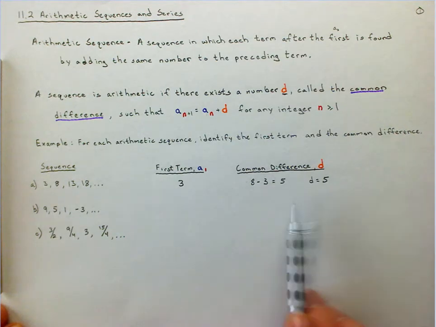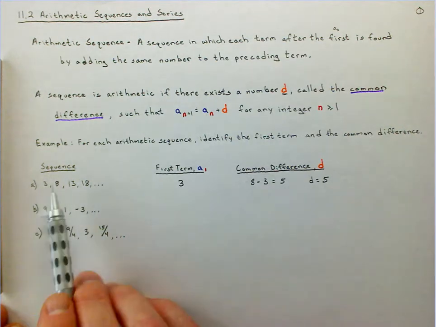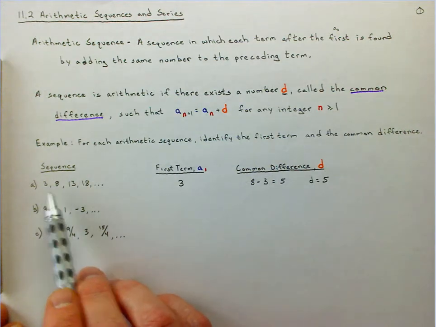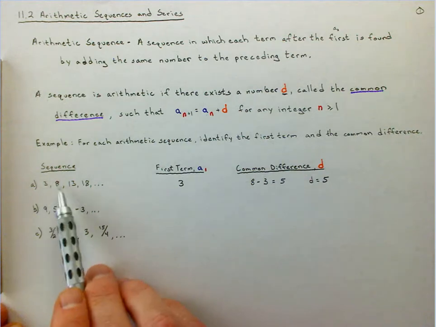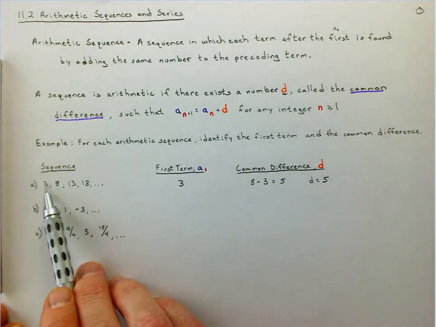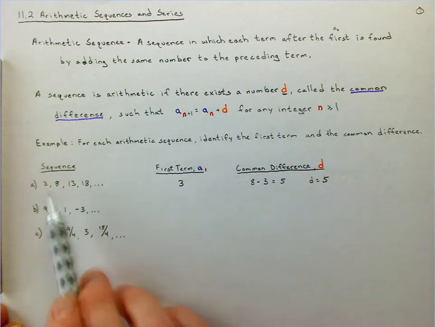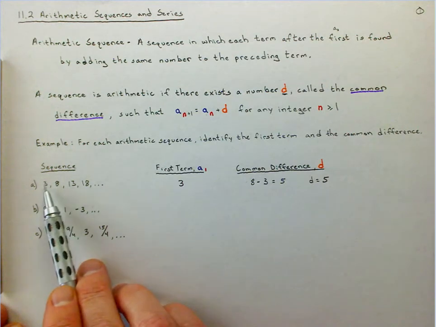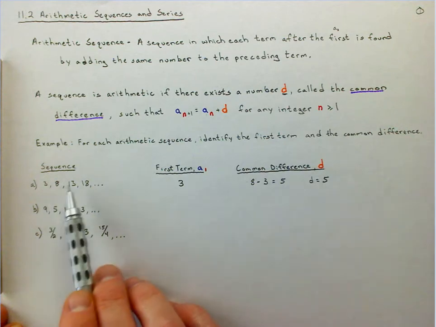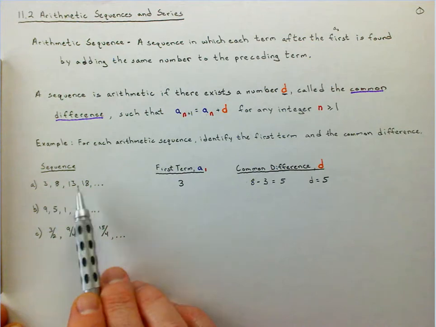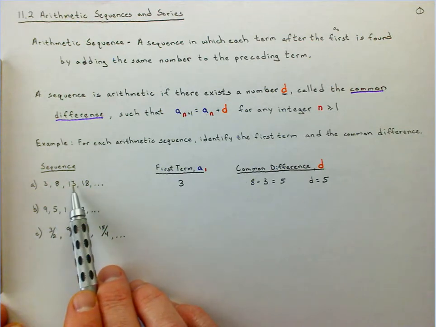How I find it mathematically is that I take a term that is higher than the first term and I subtract from it the next subsequent lowest term. So in this case, I'll take 8 and subtract 3. But this value d is going to be the same between all of them. So I could have taken 13 and subtracted 8, or 18 and subtracted 13.